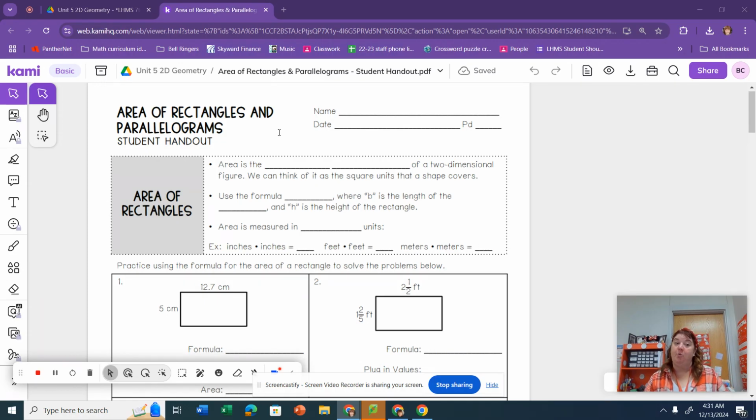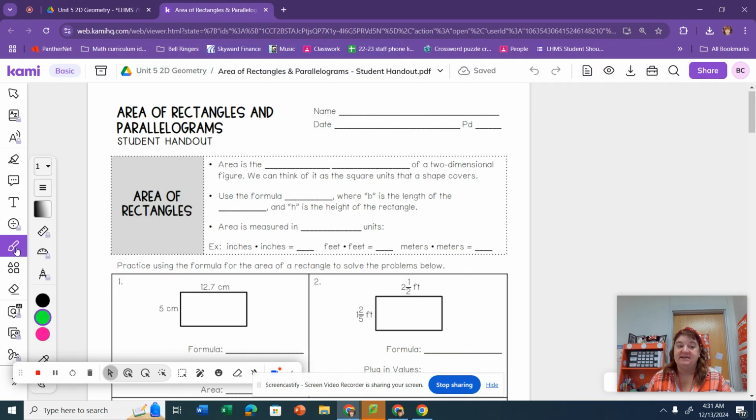Today's lesson, open up your binders, go to area of rectangles and parallelograms. Pause this if you need to. If I go too fast, I just need you to pause it. A lot of today's lesson you have actually already learned, but we're just going to bring in those decimals and fractions, because I don't know if you remember, but Unit 1 we learned about decimals and fractions, and so that's never going away. It's going to come back.